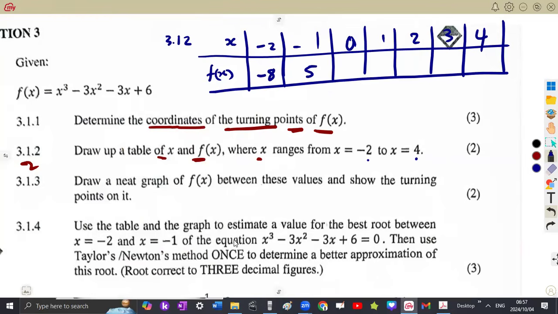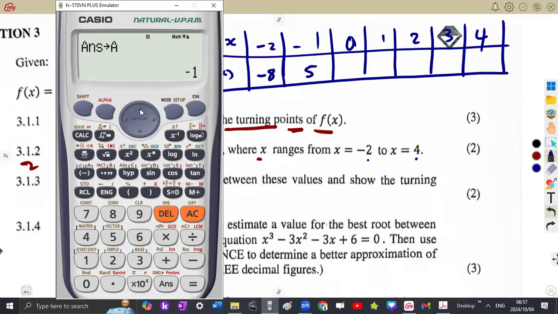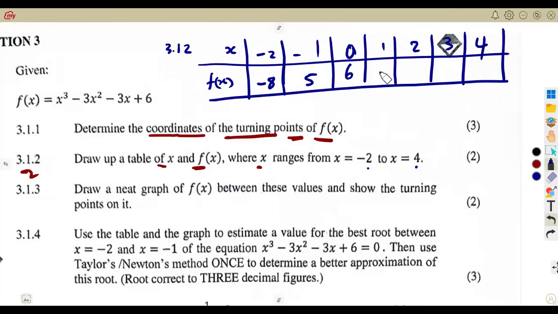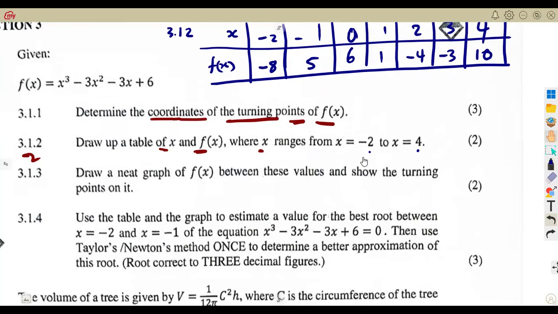When x is equal to 0, you're going to do the same thing. First, you have to store that 0. 0 is equal to, you store it at A. Then you go up to that expression, is equal to what? A 6, and so on, and so on. So you're going to simplify these values on your calculator. This was going to give you a 1, a -4, a -3, and a +10. So that is what you simply have there as your table.